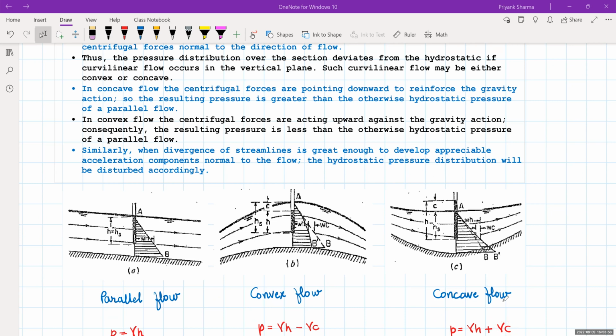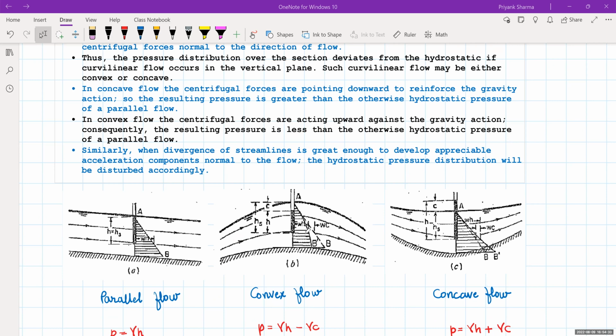Okay, so to summarize, in case of concave flow, the centrifugal forces are pointing downwards to reinforce the gravity action. So they act along the gravity, and the resultant pressure is greater than the hydrostatic pressure. In convex flow, they are acting upward, that is against the gravity, and thus the resulting pressure is less than the hydrostatic pressure. So we have drawn the hydrostatic pressure, and this is the resultant pressure.